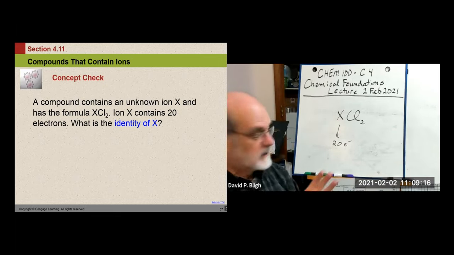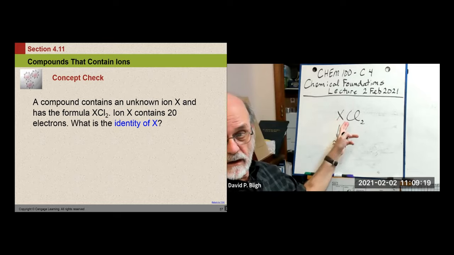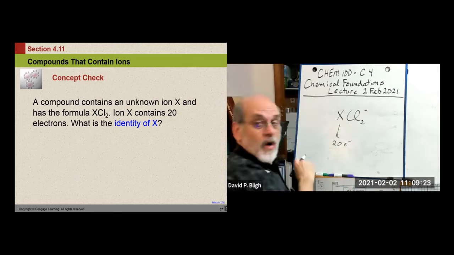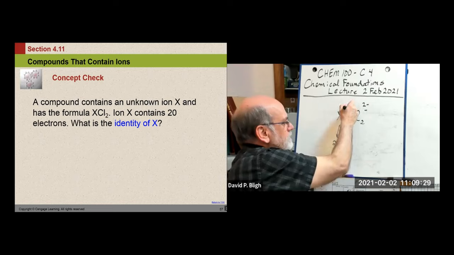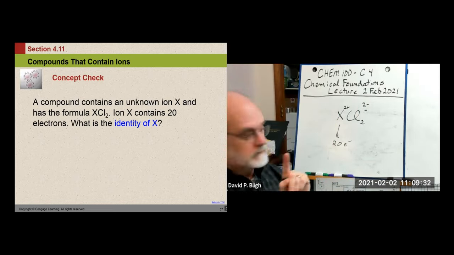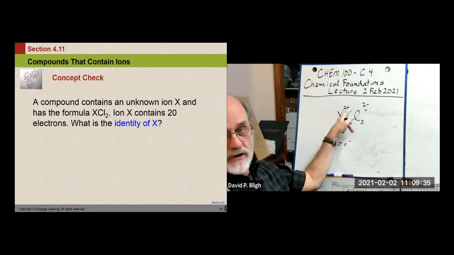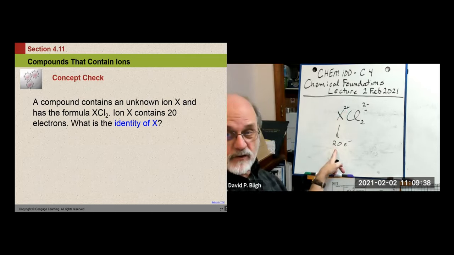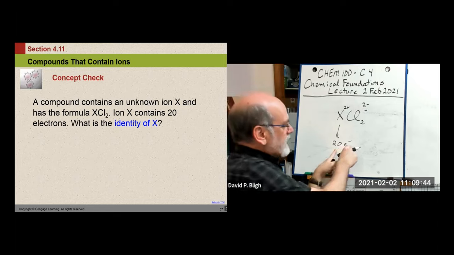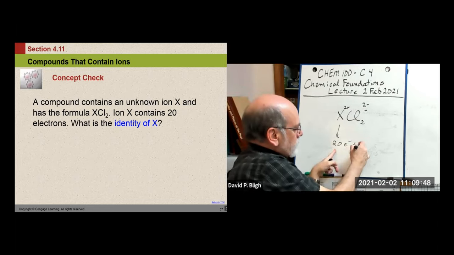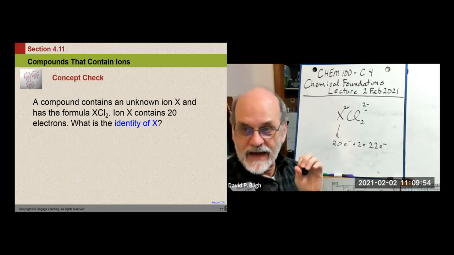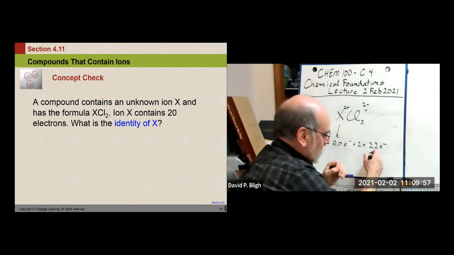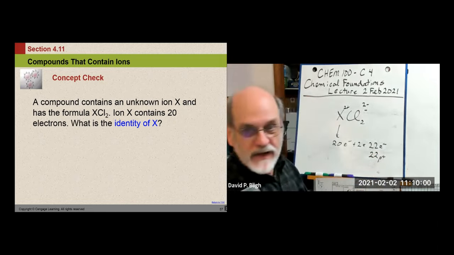Let's see what we know. We know if this is the correct formula, and we know that this is minus 1, then 2 times that is 2 minus. This must be 2 plus. Right? Because there's only one of them. So now, if we know that the charge is 2 plus, and we have 20 electrons, then there is a deficiency of 2 electrons. So we need to add two more electrons to balance those two, equals 22 electrons in the neutral atom. And the neutral atom says that the electrons are equal to the protons. So we have 22 protons.